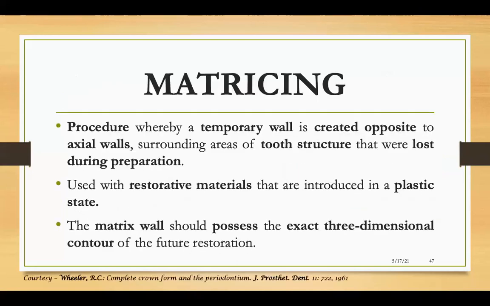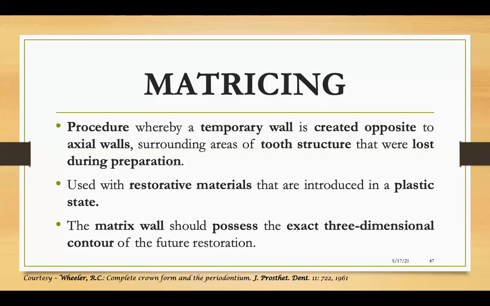Matricing. I described the definition of matricing in my last class, quickly walking you through that. It's a procedure where a temporary wall is created opposite to axial walls surrounding areas of the tooth structure that were lost during preparation. We would want each one of you to know what matricing is and how you accomplish matricing. You should know the definition and the objectives, so this is very important as it is related to cons.